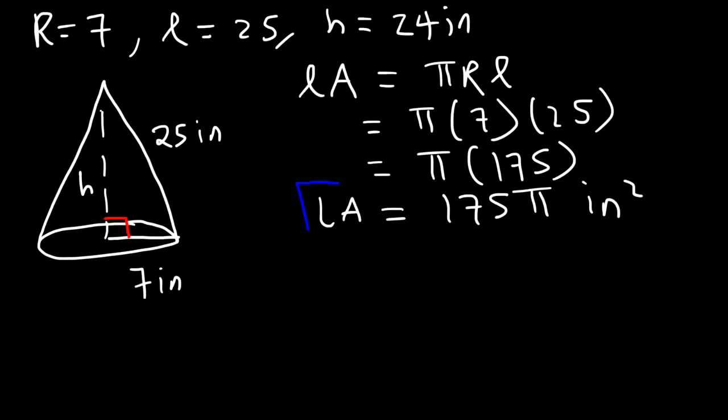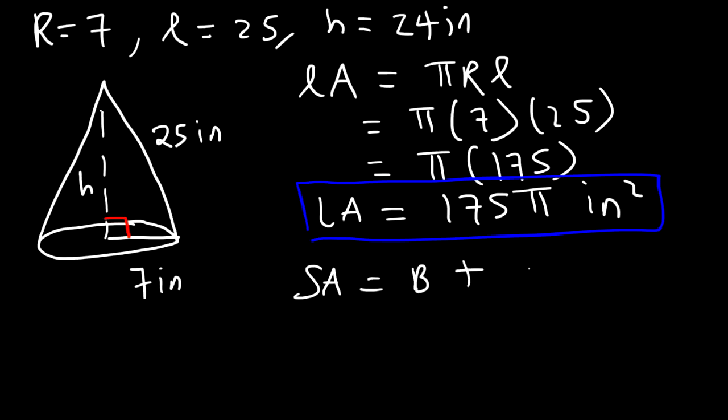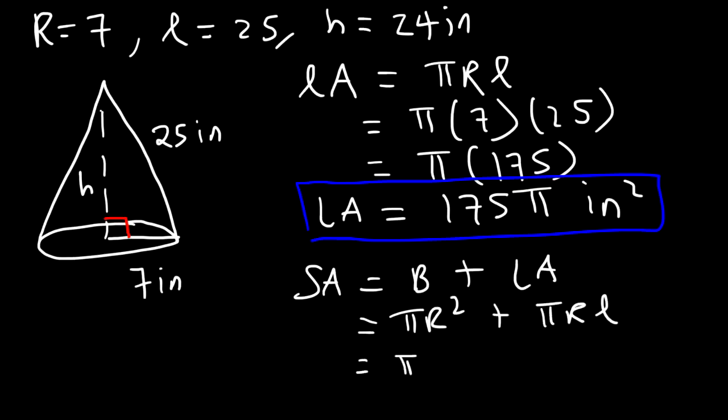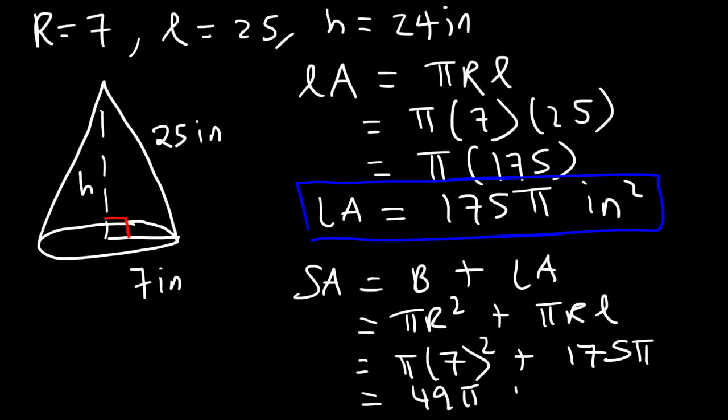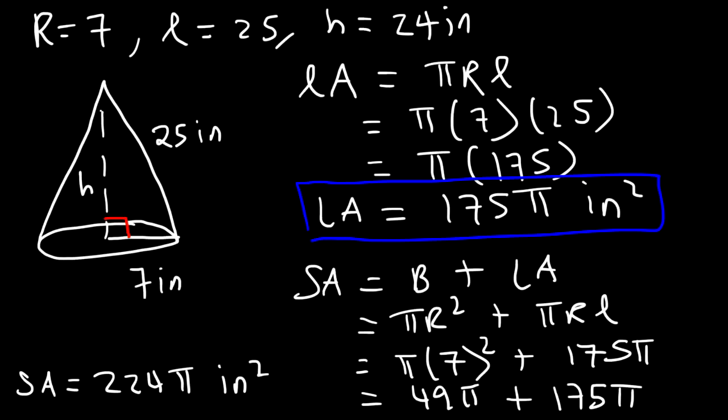Now let's calculate the surface area. So the surface area of the cone is going to be the area of the base plus the lateral area. The area of the base is pi r squared. The lateral area is pi rl. So r in this example is 7. And we know that pi rl, that's 175 pi. 7 squared is 49. So we've got to add 49 pi to 175 pi. So 175 plus 49, that's 224. So the surface area is 224 pi square inches.